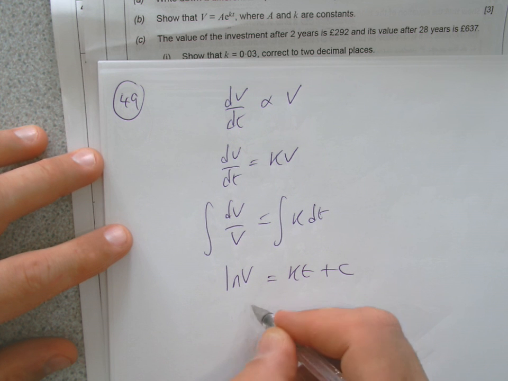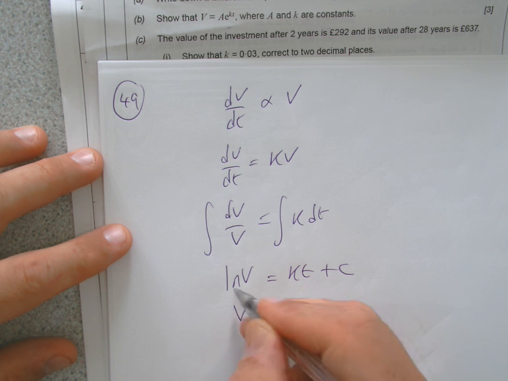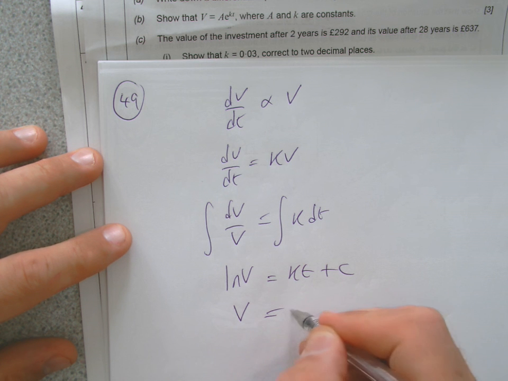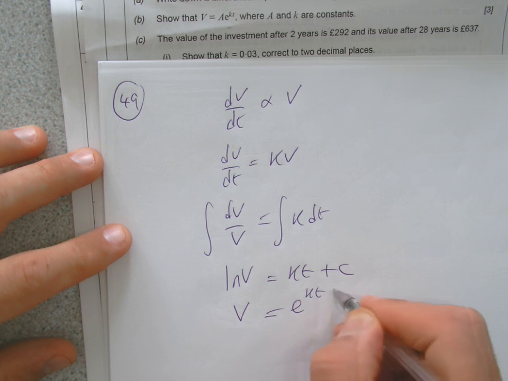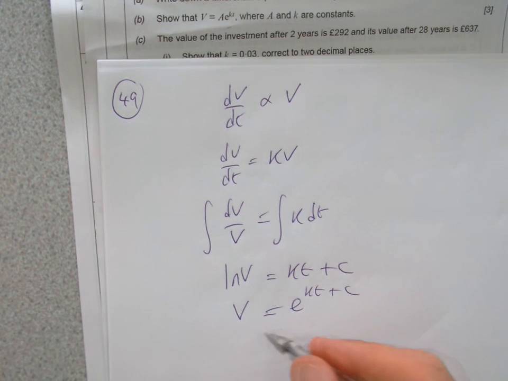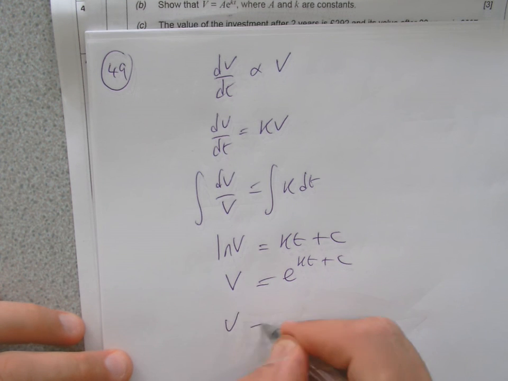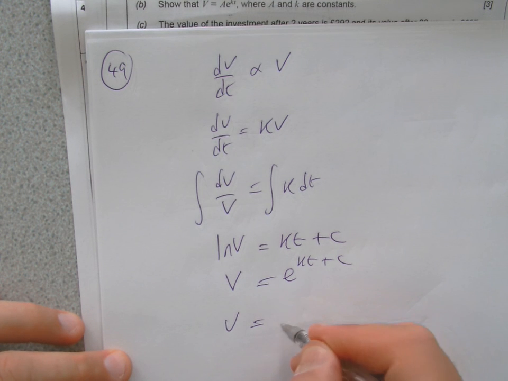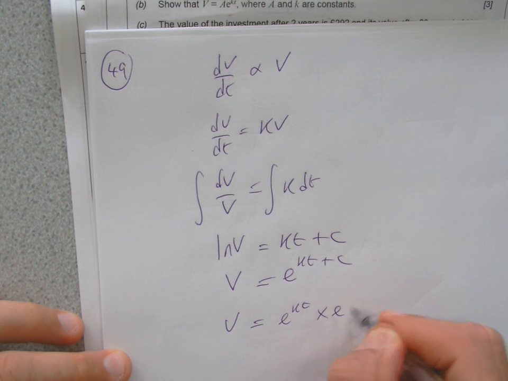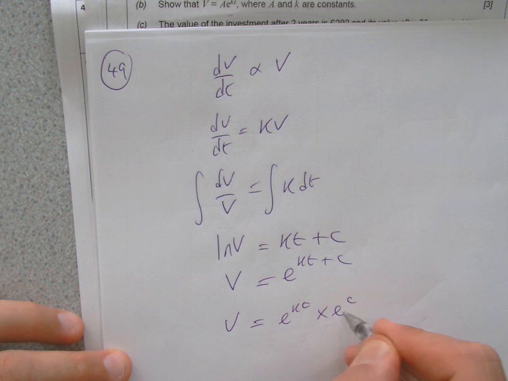So then, of course, you take the ln over, okay? And when you take the ln over, you do the inverse, which is e. So you get this. And then by rules of indices, because you're adding powers here, this is the same as timesing the terms. Because when you add powers, you're timesing the terms, aren't you?